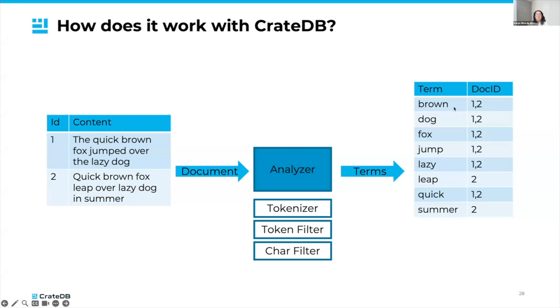In this case, we see that brown is contained in both document one and document two. Dog, same; fox, same; jump, same, and so on. Some are only in document two, and leaf is only in two as well. So what's the idea there? If you're searching for a term or an expression, instead of going through every record, checking whether quick, brown is what you're looking for, and then going to the next one, you go straight to the inverted index and search for the terms that are relevant to you. In this case, brown is relevant, so I know that both documents contain that term. Does that make sense? Is it clear how much faster this is than the other strategy? Moving on, now I'm going to explain a bit more about the analyzer.